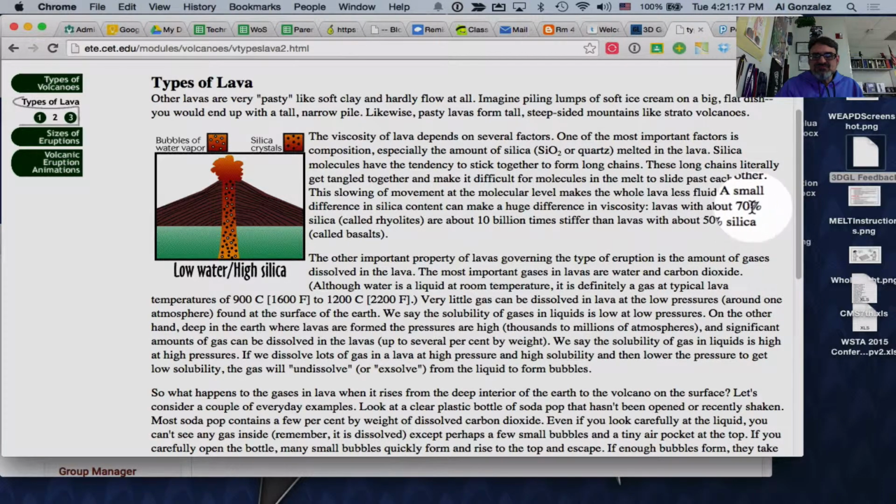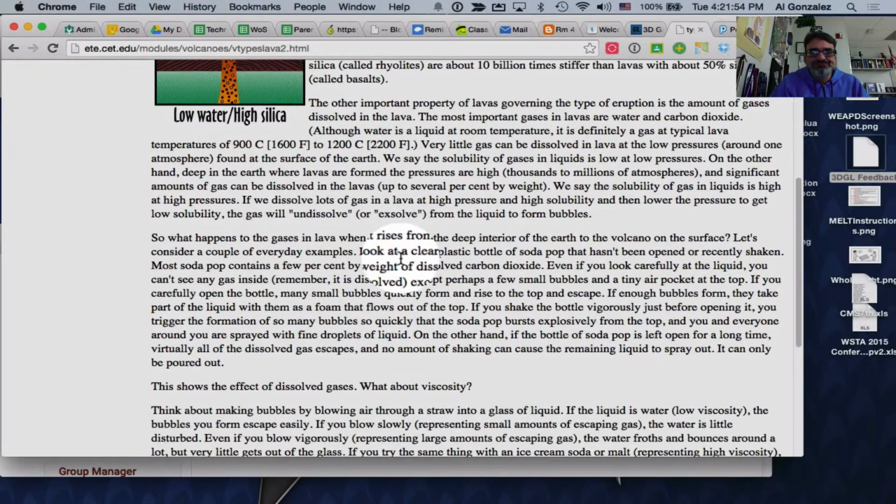Lavas with about 70% silica, called rhyolites, are about 10 billion times stiffer than lavas with about 50% silica, called basalts. So 50% silica is like your low silica lava, your basalt, your flowing for long distances lava, like the Hawaiian Shield volcanoes. So anything with low silica is about 50% or so, and high silica is more like 60 or 70%, and those are like the Mount St. Helens ones. But let's find out more.